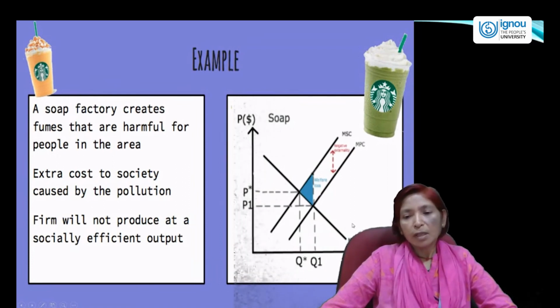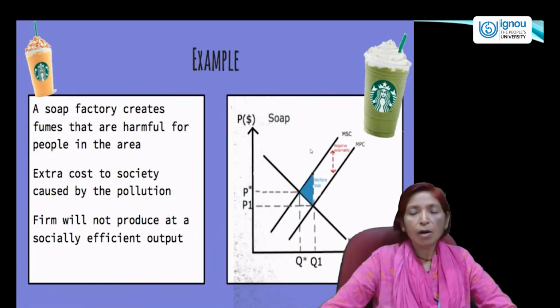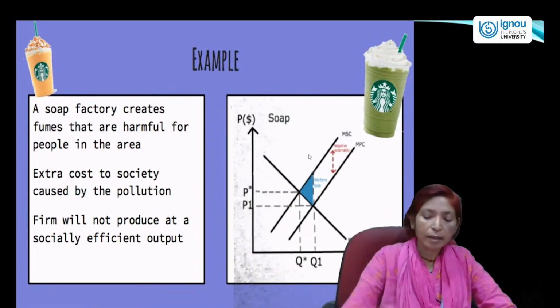But if MSB intersects MPC, here the price is lower and the quantity is higher. The area between marginal social cost and marginal private cost, the area which lies between these two lines, is called welfare loss or negative externality.